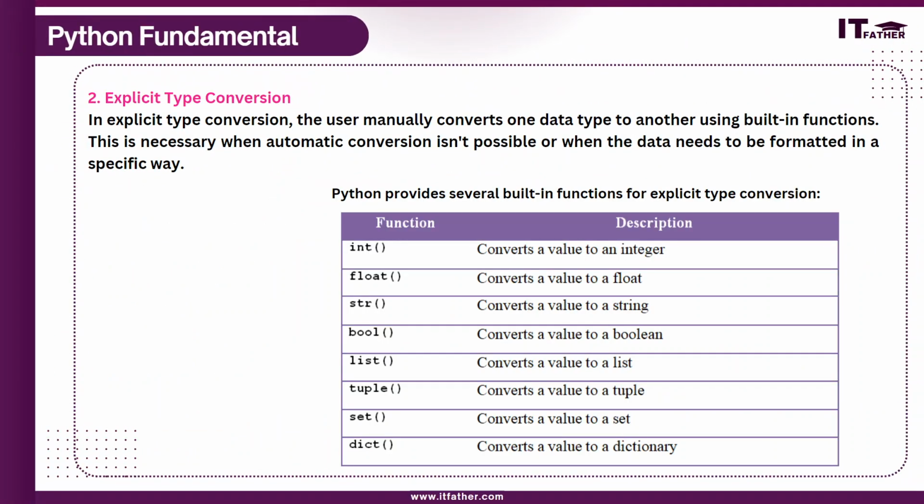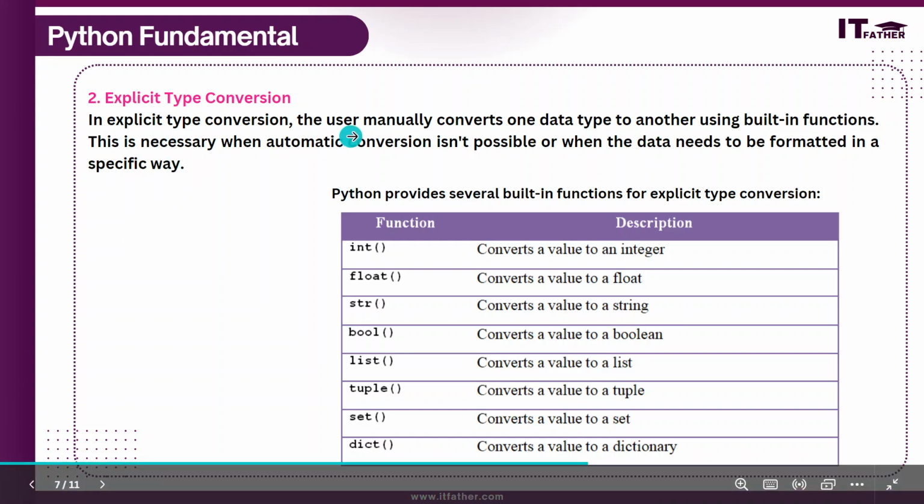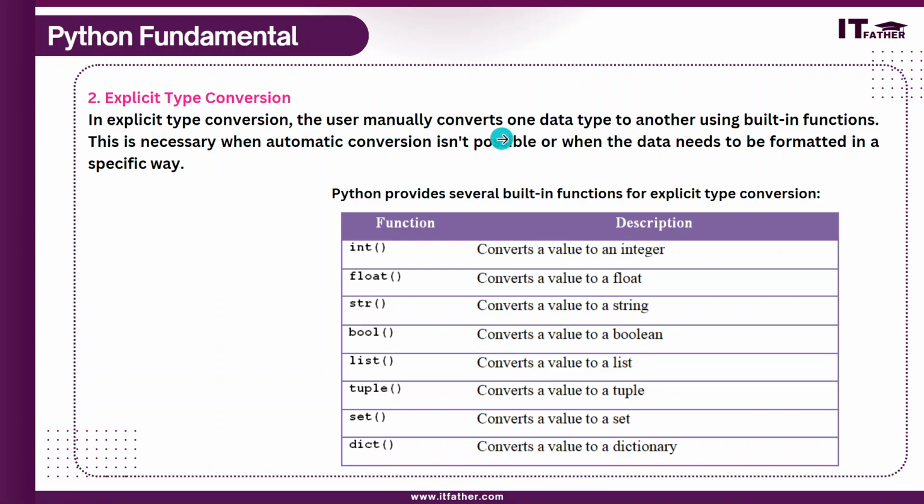Now second, we have explicit type conversion. This means we, as the user, need to tell Python in which format the output should be. If we take the previous example, and we want the output in the form of an integer, then we have to use the int function to convert the entire result into an integer. So in explicit type conversion, the user manually converts one data type to another using built-in functions, and this is necessary when automatic conversion is not possible or when data needs to be formatted in a specific way.